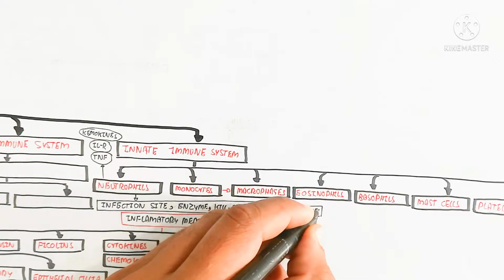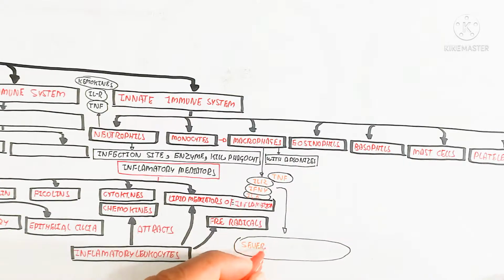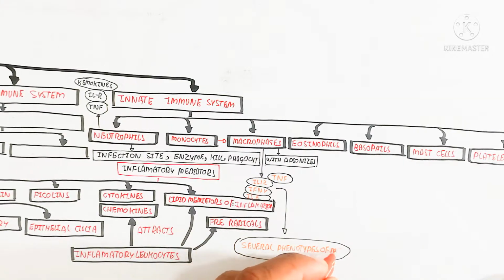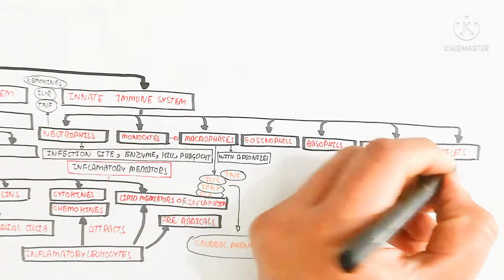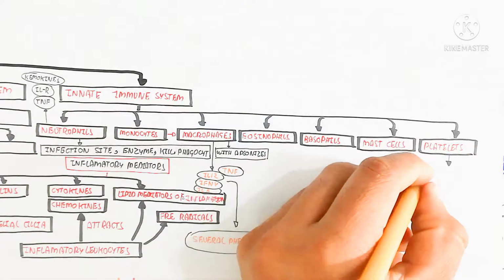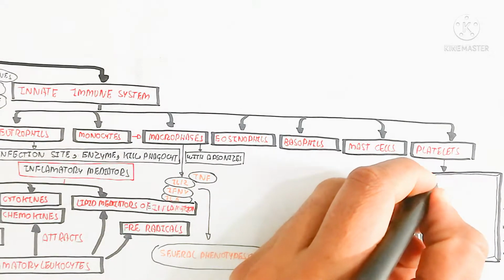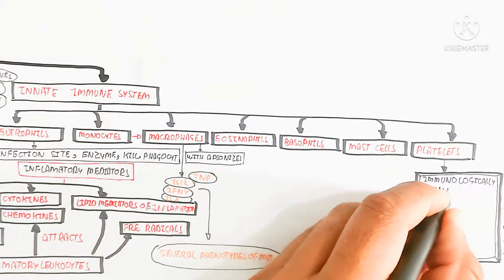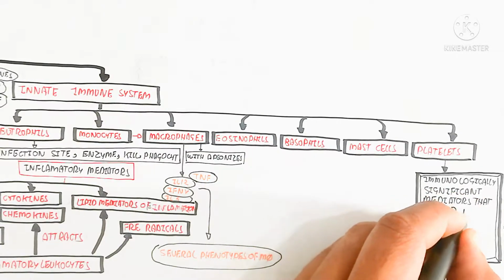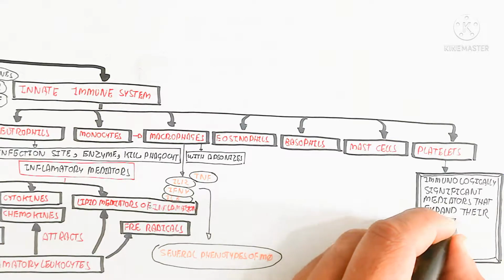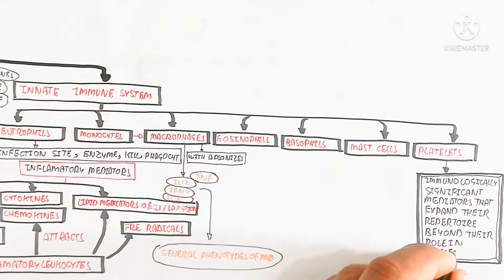On the other hand, here is the macrophage, which is used for endocytosis and produces inflammatory mediators: tumor necrosis factor, interleukin 12, interferon gamma, as well as interleukin 6, and there can be several phenotypes of macrophage. Here are the platelets, which also have immunological significance, mediators that expand their repertoire beyond their role in homeostasis. So it is also important for infection prevention.